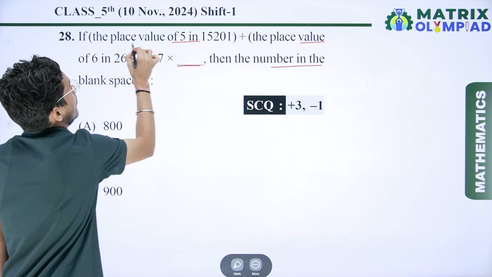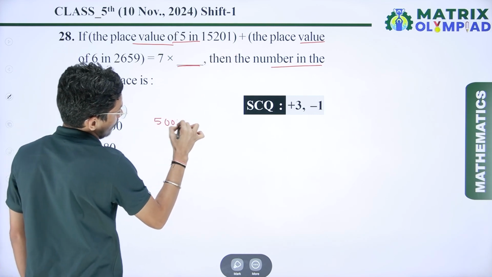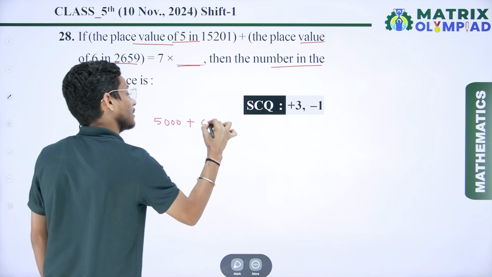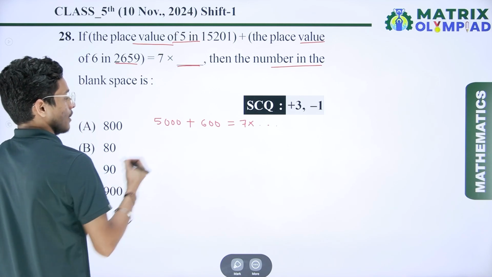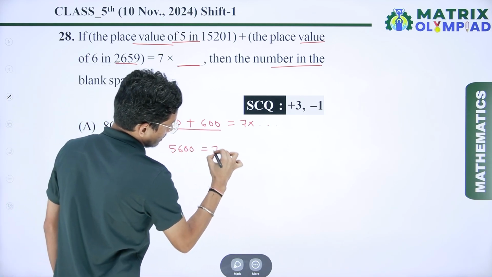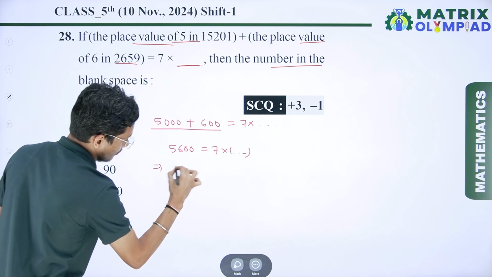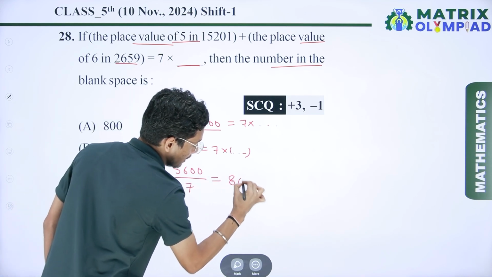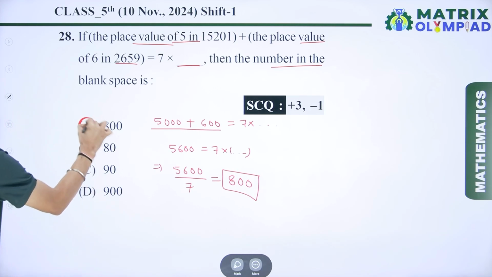I can say the place value of 5 in this number is 5000, plus the place value of 6 in this number, that is 600, is equal to 7 times the blank space. If I add these, I get 5600 is equal to 7 multiplied by the blank space. Now we have to find the value. So 5600 divided by 7 gives 800. Option number A is the correct answer.